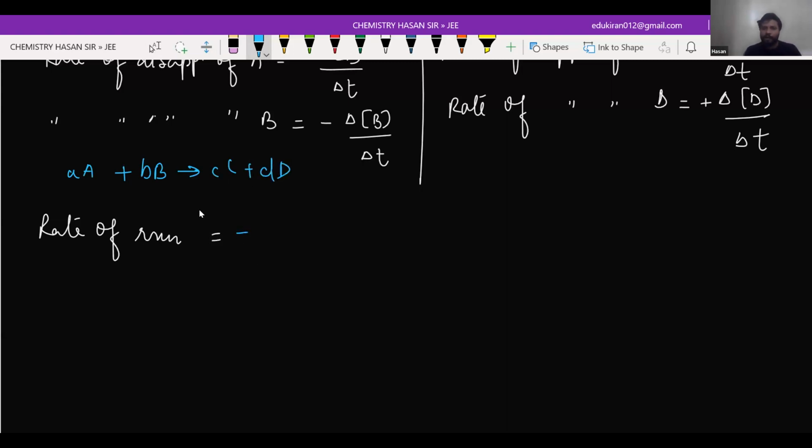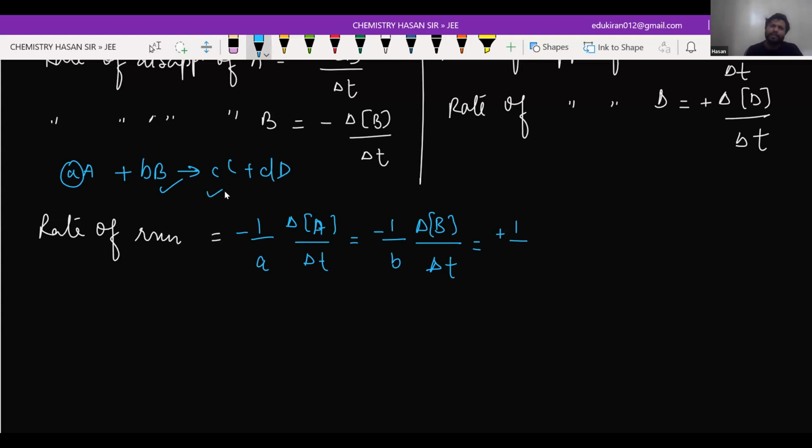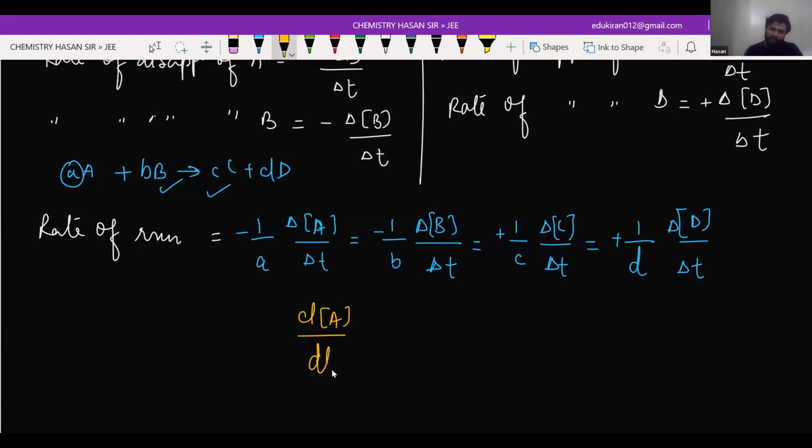So negative will be there for the reactant, and whatever the coefficient is comes into the denominator: change in concentration of A divided by delta T, that will be equal to, since for B, minus 1 by b, delta B upon delta T, that will be equal to plus, since we are talking about product, whatever the coefficient is in the denominator, change in concentration of C upon delta T, that will be equal to, again another product, 1 by d, change in concentration of D upon delta T. And this delta can be written with d as well, dA upon dt. Are you getting my point?